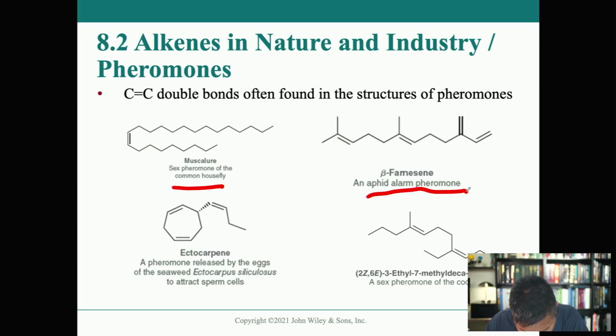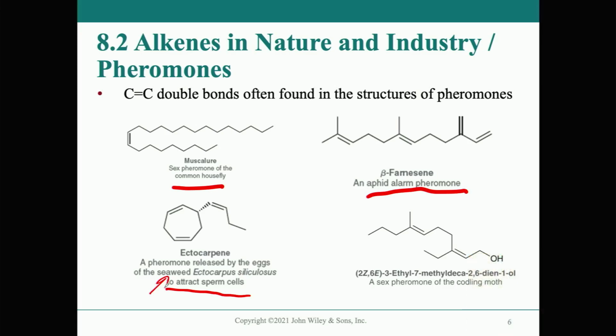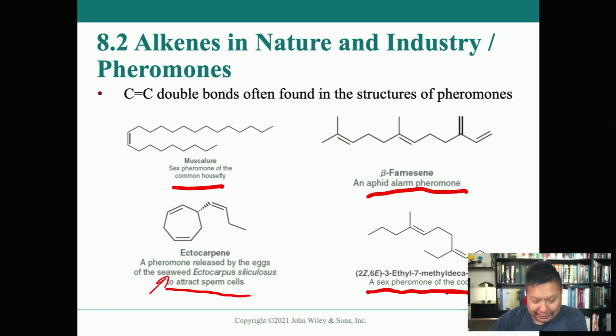There's ectocarpene, a pheromone released by the eggs of the Ectocarpus siliculosus seaweed to attract sperm cells. Interesting. And then here we have 2Z,6E 3-ethyl-7-methyl-deca-2,6-dien-1-ol. And you can't see it because my head's in the way, but that was a complicated name for a sex hormone of the codling moth. Wow, fun times.